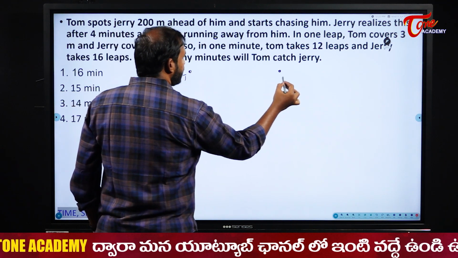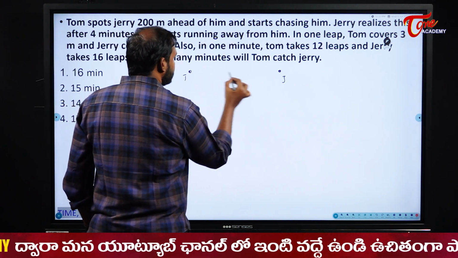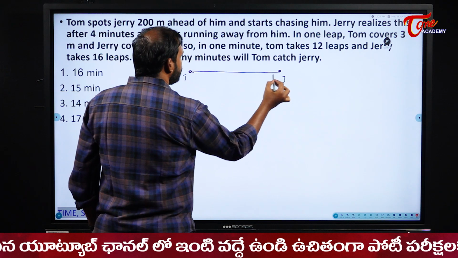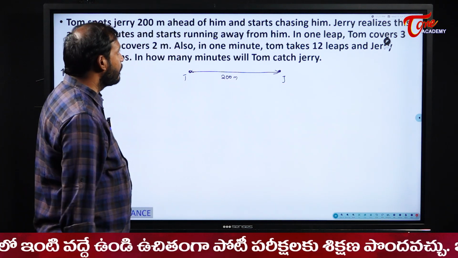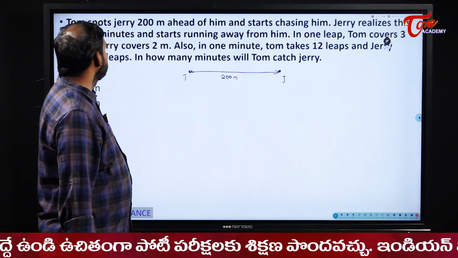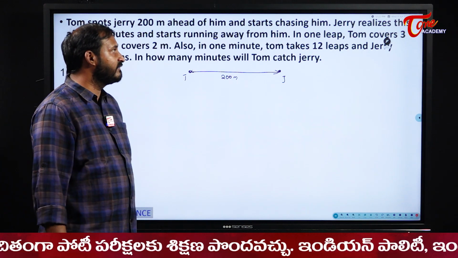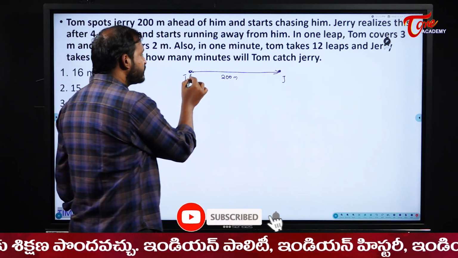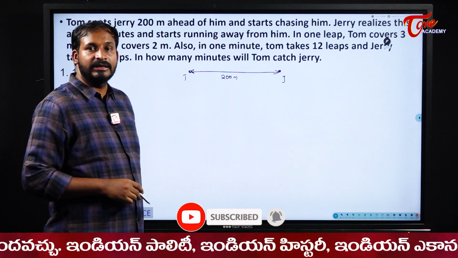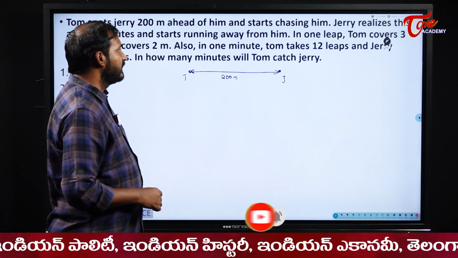Here it is Tom and here it is Jerry. And the distance between them is given as what? 200 meters. Okay, good, superb. Now, Jerry realizes this after 4 minutes and starts running away from him. Now, initially, who started running first? Tom started running first.